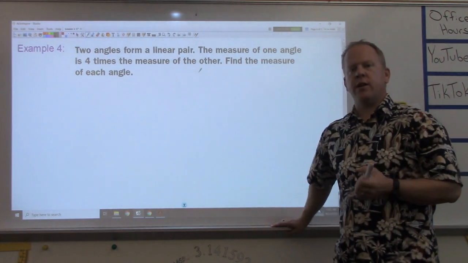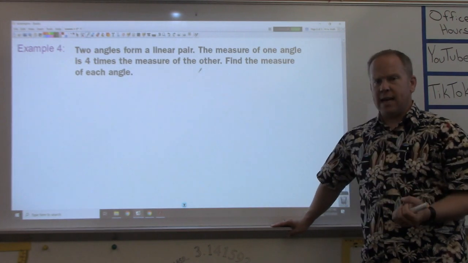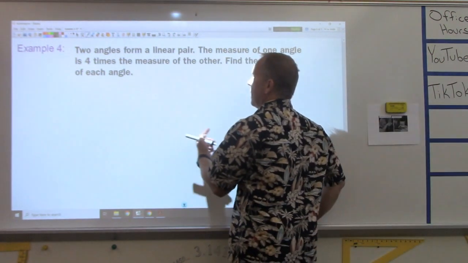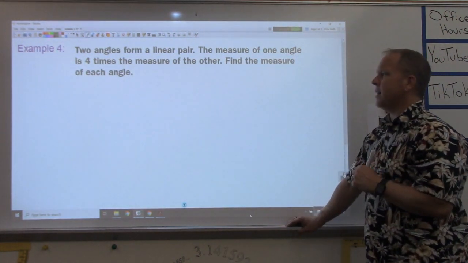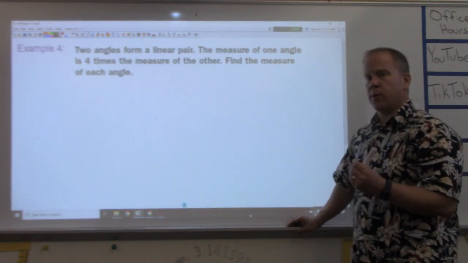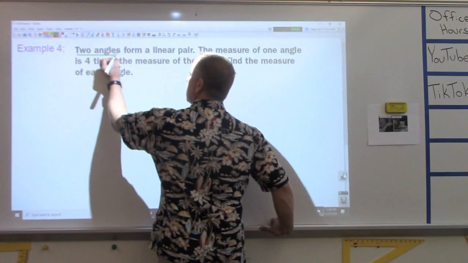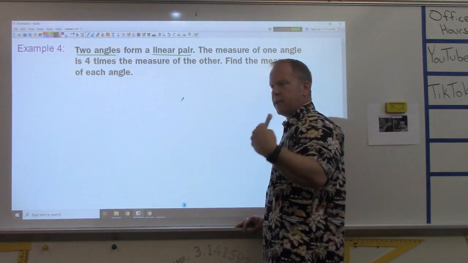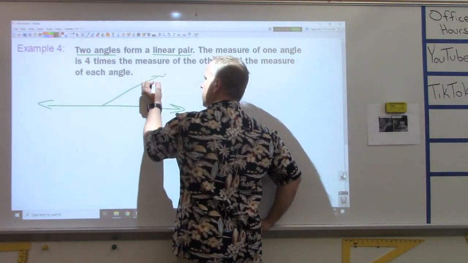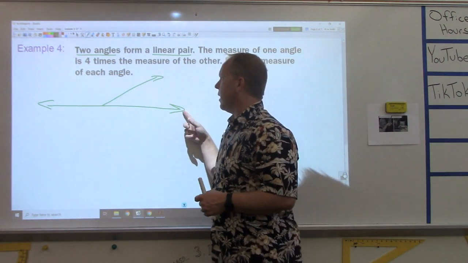Example 4, the dreaded word problem. Oh no. Read it, look at the keywords, draw a diagram. Draw a diagram, you now have a picture to reference to solve the problem. Two angles form a linear pair. The measure of one angle is 4 times the measure of the other. Find the measure of each angle. Okay, read it once. Now go back, reread it, look at the key words. Two angles form a linear pair. Stop there, that's the first sentence. Draw a picture, linear pair. So I need a line, and I need a pair of angles. So I got two angles that form a linear pair.